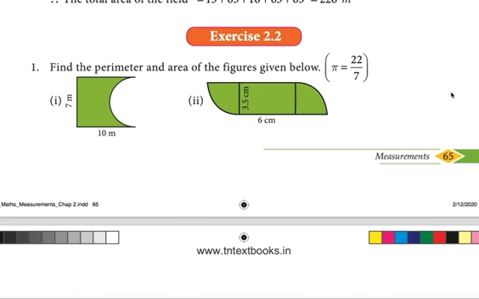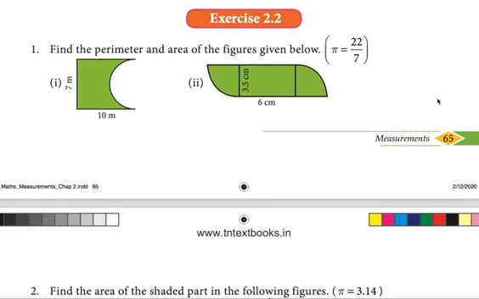Hi guys, now we are at part 3 of lesson 2, 8th standard mathematics. This is where we stopped last time, exercise 2.2. Find the perimeter and area of the figures given below. Figure 1 and figure 2.